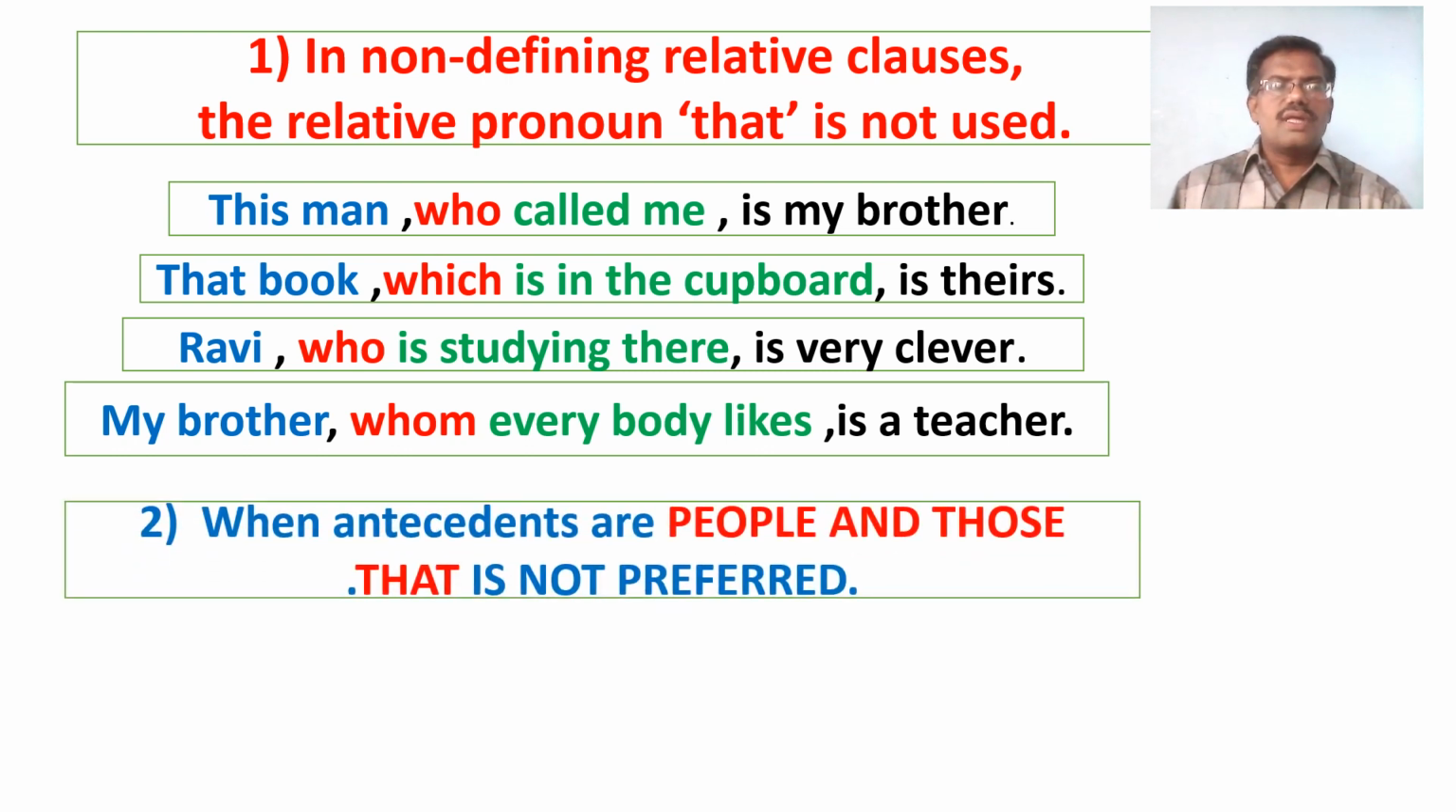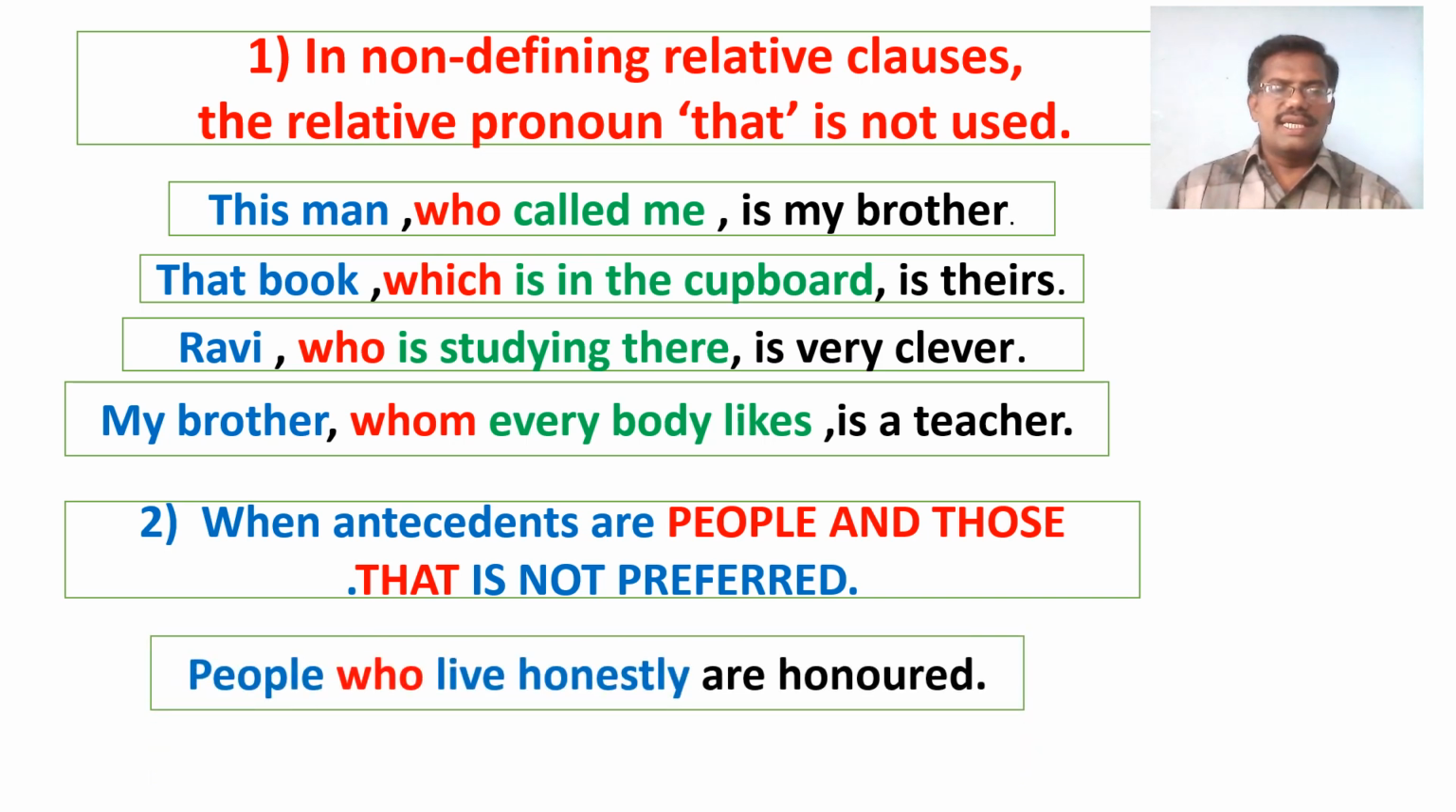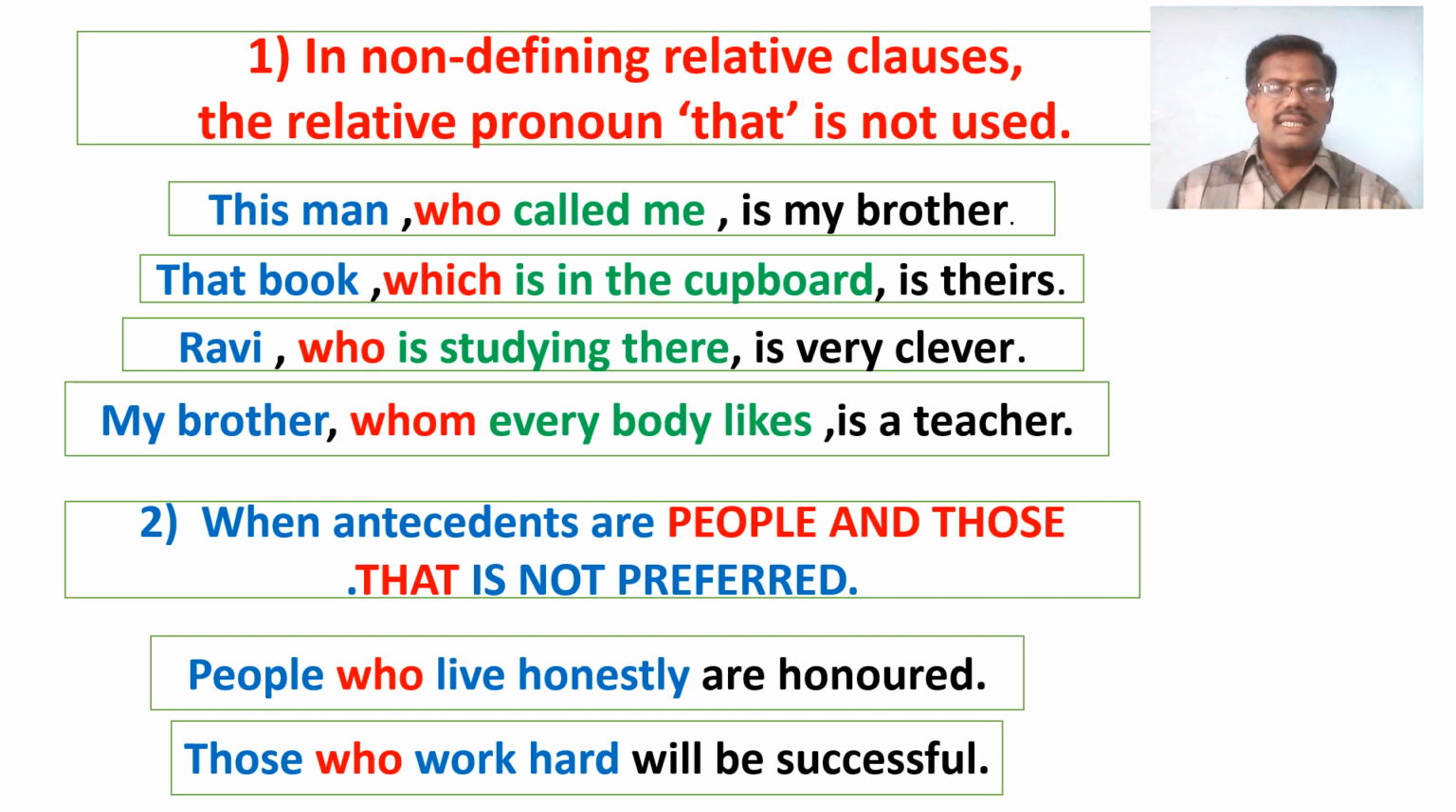And also, when antecedents are people and those, then that is not preferred. Look at this sentence. Here in this sentence, pupil is the antecedent, so we have used who instead of that. And in the second sentence also, the antecedent is those, so we have used who instead of that. So when the antecedents are people and those, that is not preferred.